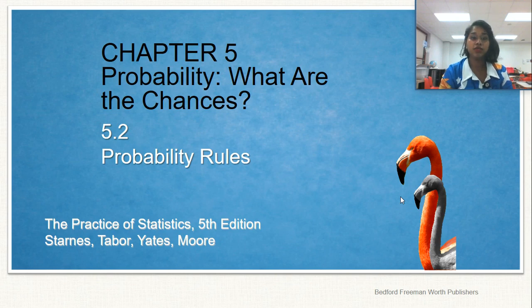Hi, and welcome to part 2 of chapter 5. We're talking about the probability rules. Like what is an event? Why would something be mutually exclusive or disjoint? What are our addition rules? What does the U mean? What does the upside down U mean? And all of those things. That's what we're going to cover in this particular video.